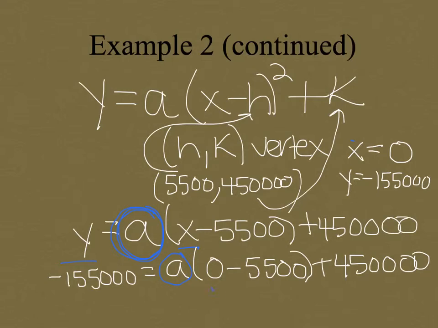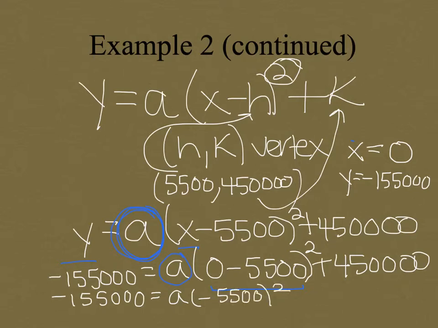So I can go ahead and simplify this equation by taking 0 minus 5,500. And I forgot a square here. I have to square this, because we had a square in our general equation. And what I need to do is simplify by taking negative 155,000 equals A times negative 5,500 squared, because 0 minus 5,500 is negative 5,500, plus 450,000.